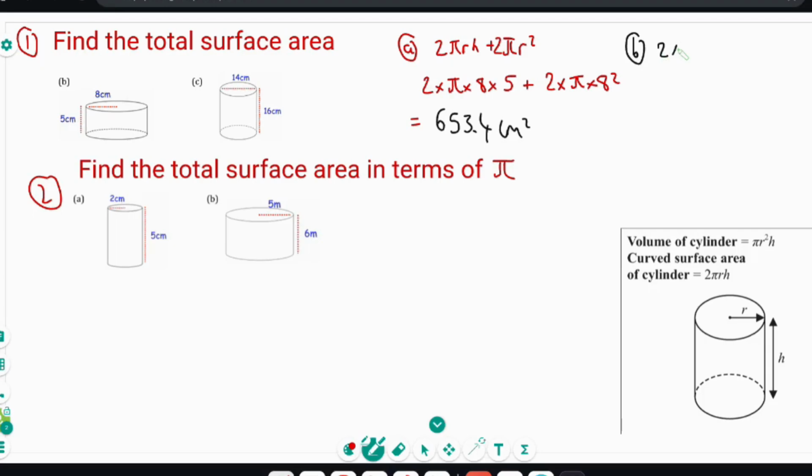So 2 times pi, radius is 7 because it's half the diameter, times h plus 2 times pi times 7 squared. That gives 1,011.6.